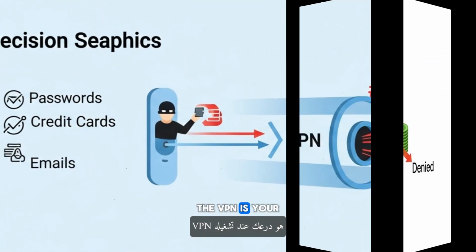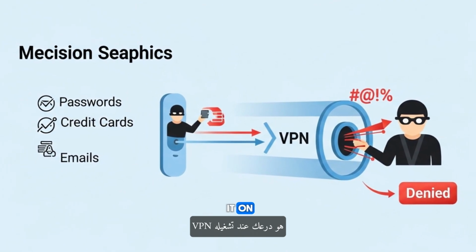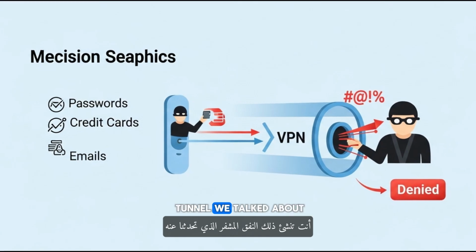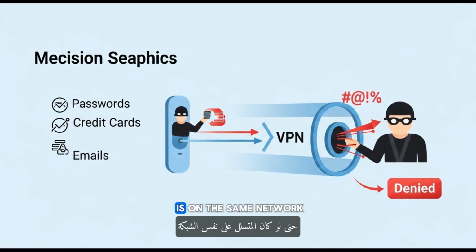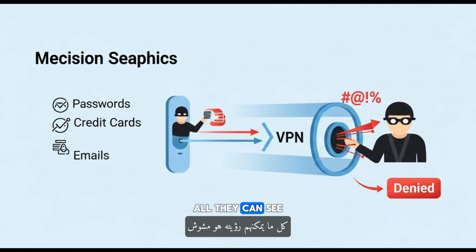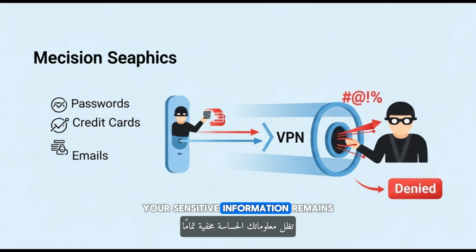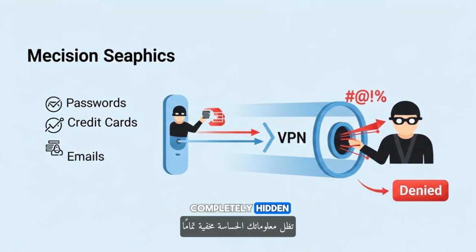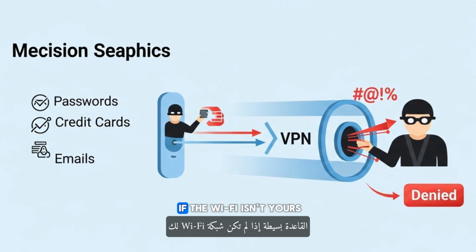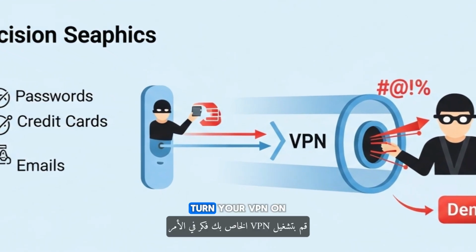The VPN is your shield. When you turn it on, you create that encrypted tunnel we talked about. Even if a hacker is on the same network, all they can see is scrambled, useless data. Your sensitive information remains completely hidden. The rule is simple. If the Wi-Fi isn't yours, turn your VPN on.